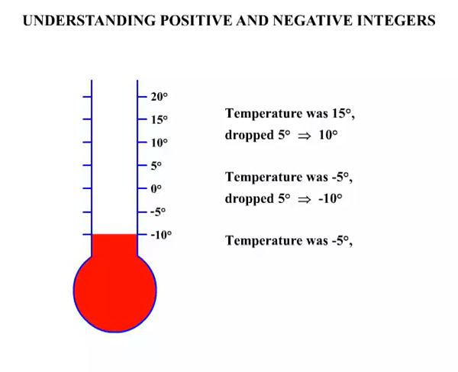What if the temperature was minus 5 degrees? So let's pop it back up there. But this time it rose 20 degrees. Can you think where it should land? Right, if you said 15 degrees, you're right. The temperature would then be 15 degrees.